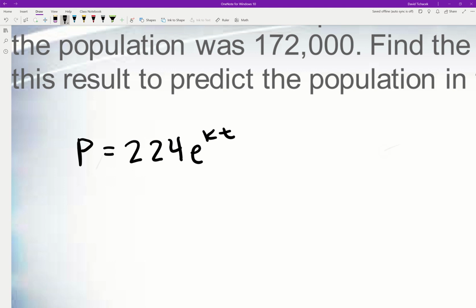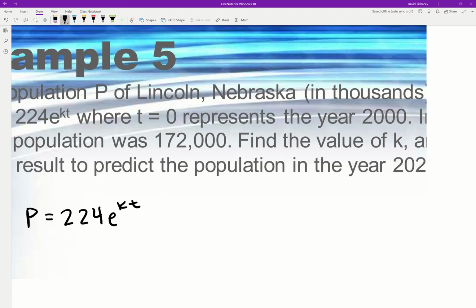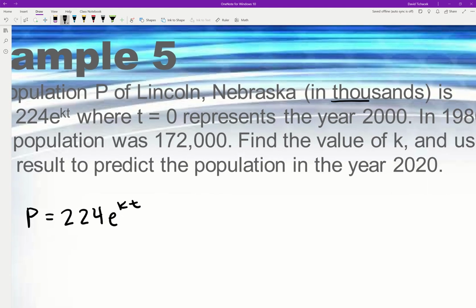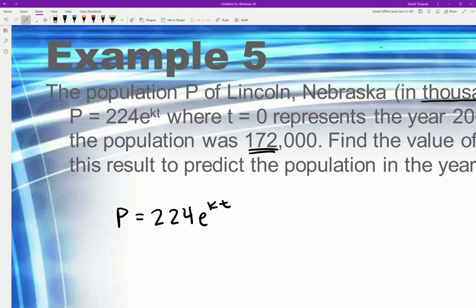So the other thing I want you to notice here as well is that P, the population, is given in thousands. So if we were to plug in a number for P, we're only going to be plugging in how many thousands there were. And so that's going to be 172 here. So 172 in place of P is equal to 224 times e to the power of k times your time.